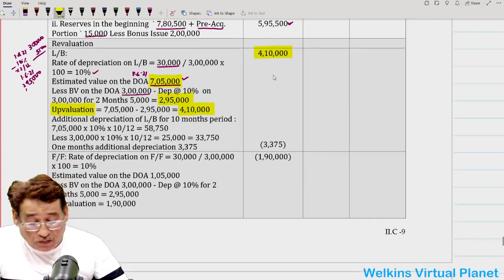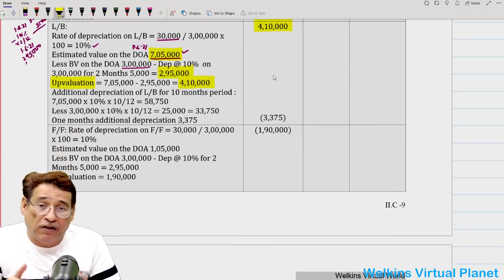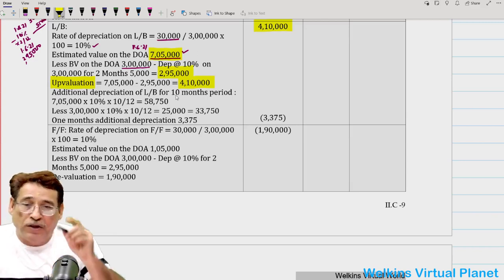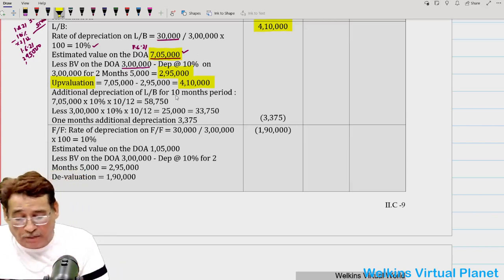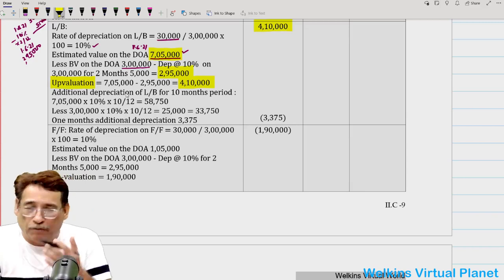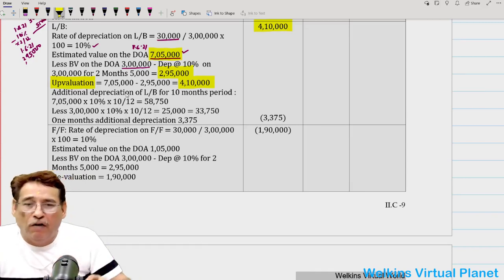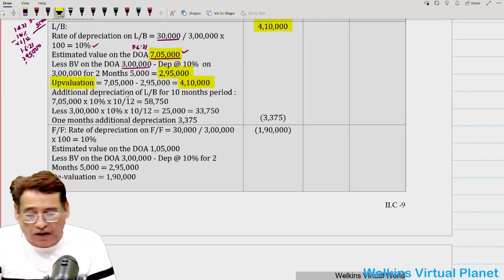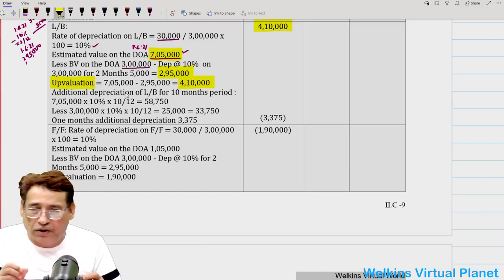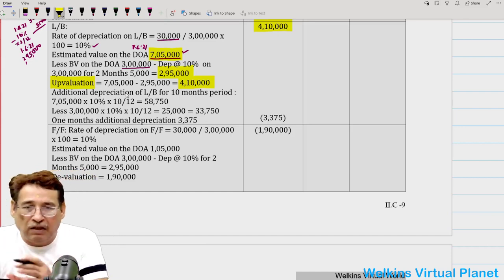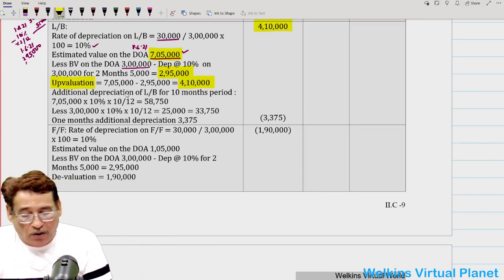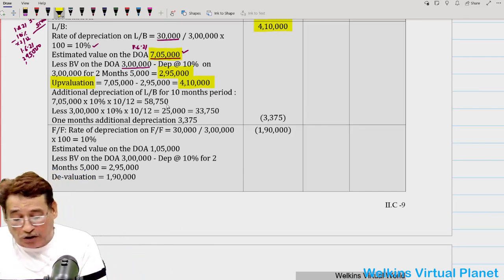And then whenever there is upvaluation, there is always a case of additional depreciation. Now, additional depreciation will be computed for 10 months, not for 2 months, as Mr. Ajay was claiming on that particular date. Remember one thing, we have to compute additional depreciation for the period which is falling onwards the revaluation date. Revaluation took place on 1/6/2021, correct? And still we have 10 months remaining, so till the end of the accounting period. So for 10 months additional depreciation we have to find out.